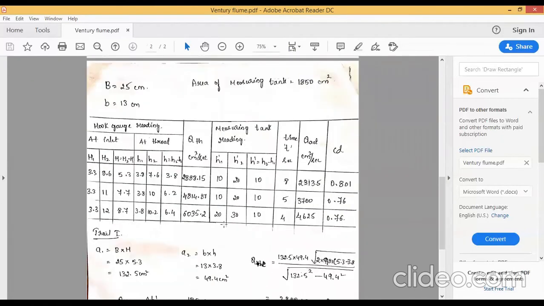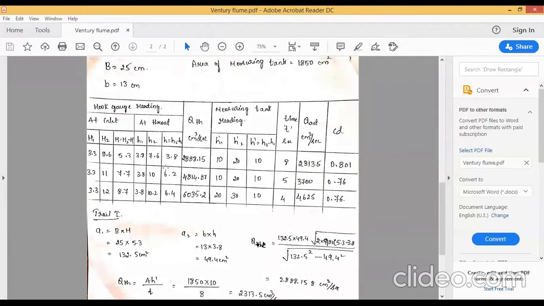Next, let us see the tabular column. So this is the tabular column. Here, hook gauge reading, you have to take the gauge reading at the inlet. At the inlet means the depth of water. So H1 is the initial depth of water, and H2 is the final depth of water, and find out the difference in depth. So you will get the actual depth of water which is flowing in the flume.